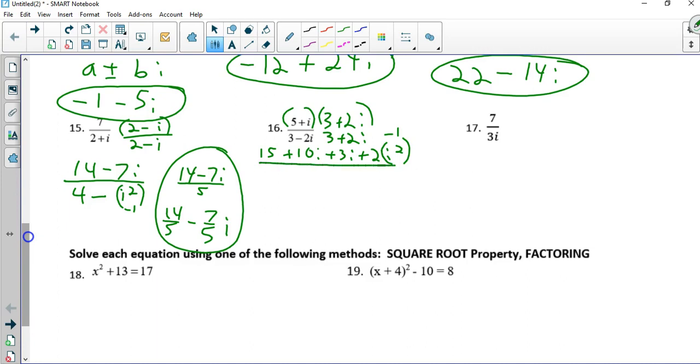On the bottom, 3 times 3 is 9. Plus times negative is negative. 2 times 2 is 4. i squared, which again is negative 1.